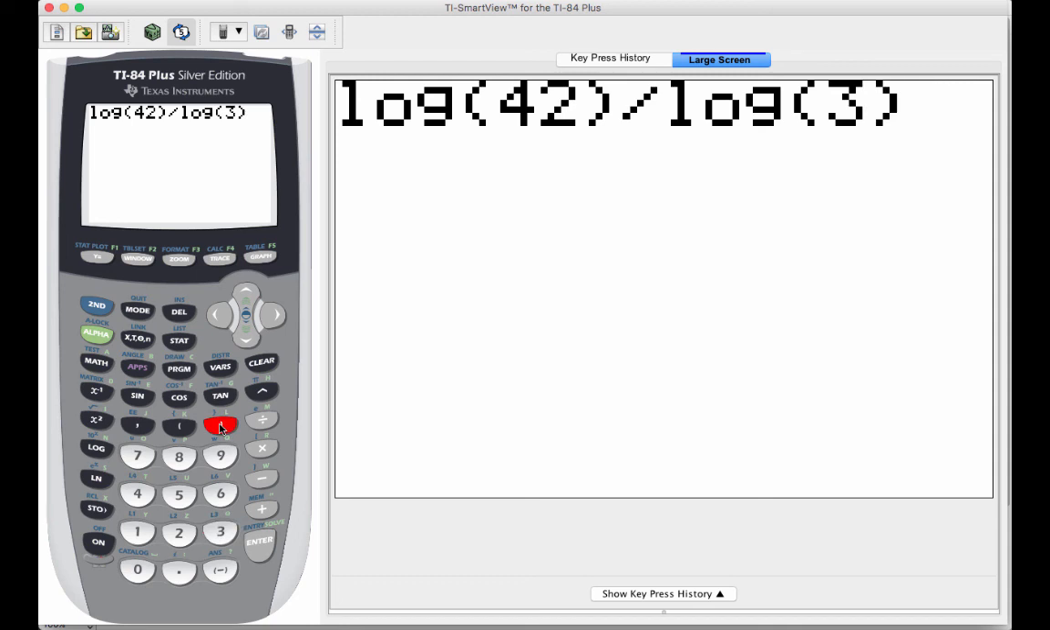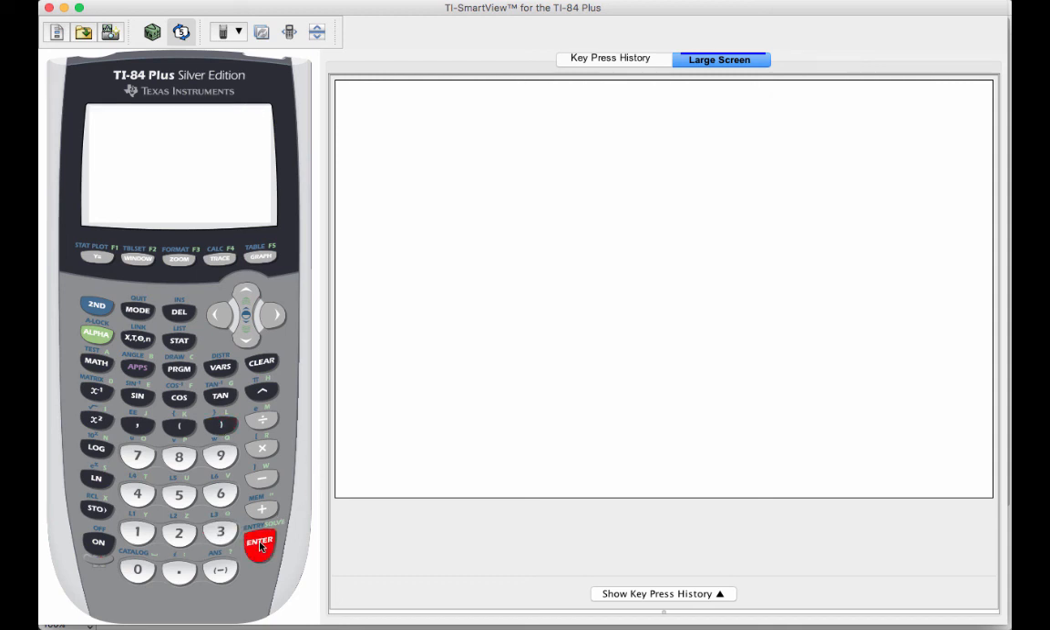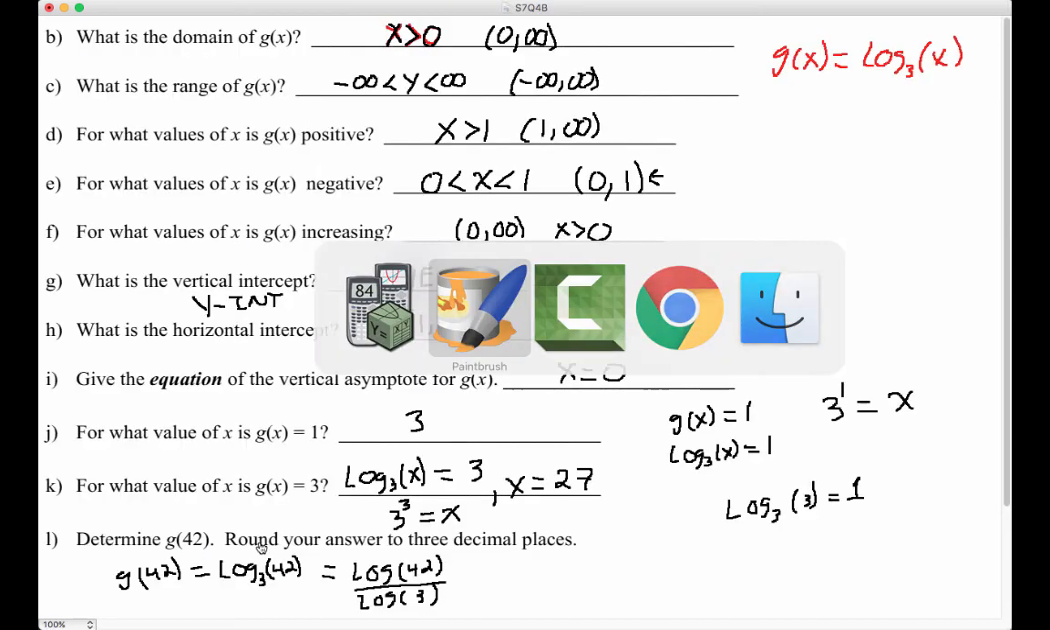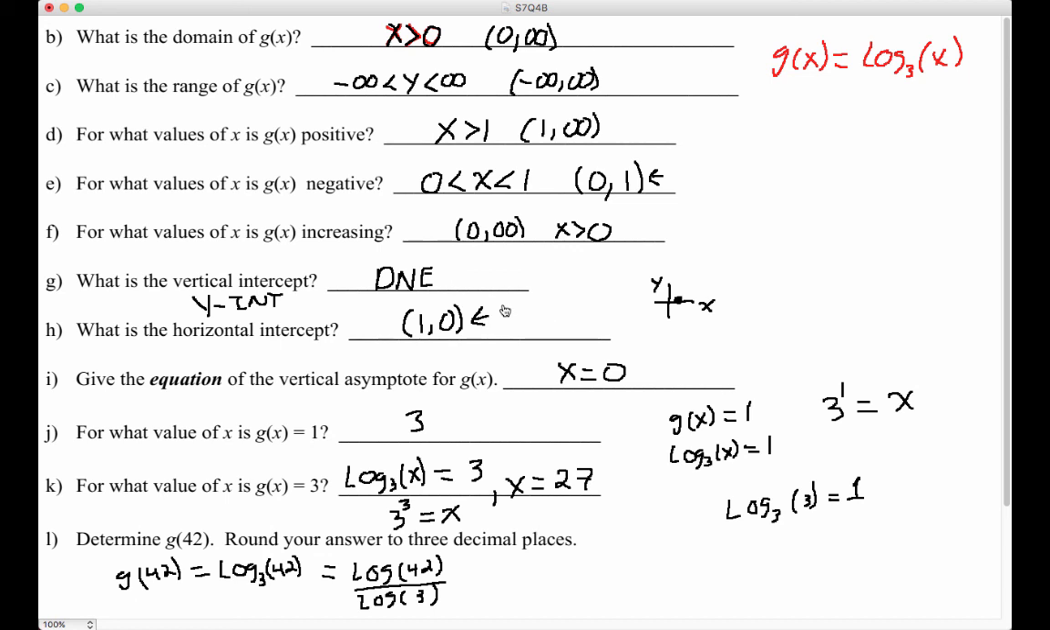Good idea to have the change of base theorem memorized if you have not yet done that. Notice we use that quite a bit. So if we take it out to 3 places, it would be 3.402. So this is going to be approximately 3.402.